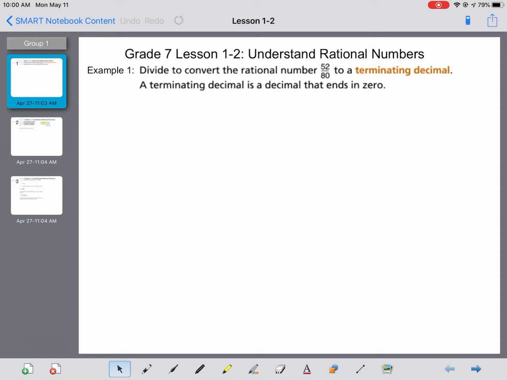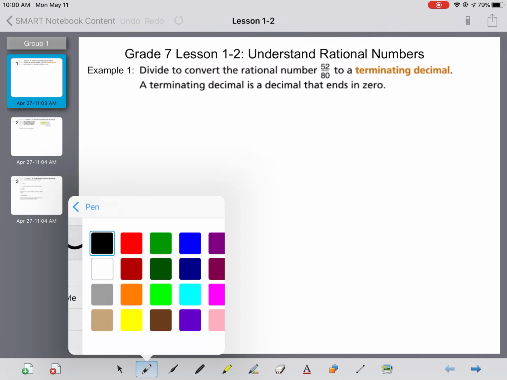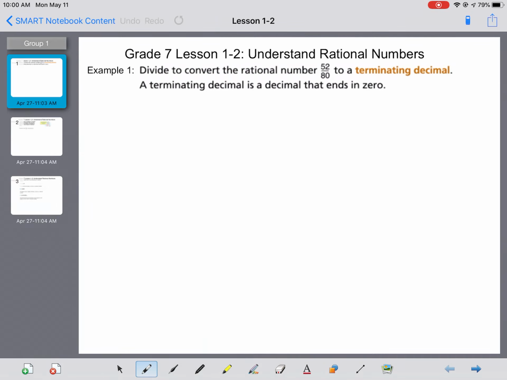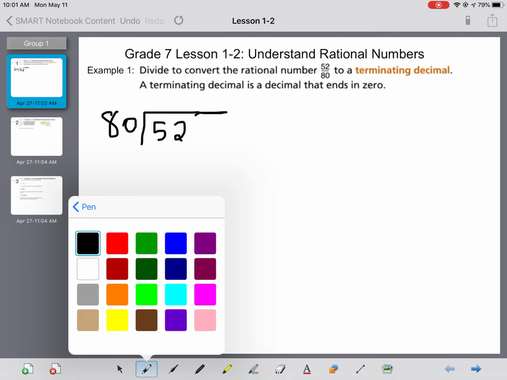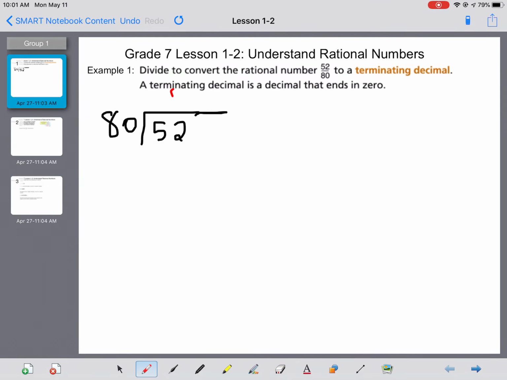So we have to do some long division, which I'm going to try to do as neatly as possible. So just a reminder, our numerator goes inside our house. And by house, I mean my little shape that I'm drawing right now. My numerator goes inside my house, that's 52. And my denominator goes outside my house, which is 80. So because this fraction is less than 1 whole, that means 80 does not go into 52. It's too big, so I'm going to put a 0 up here because 80 goes into 52 0 times.